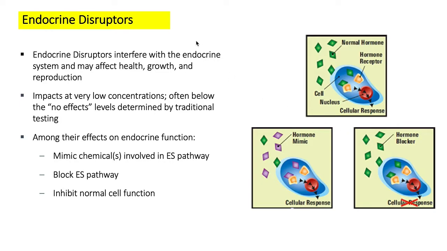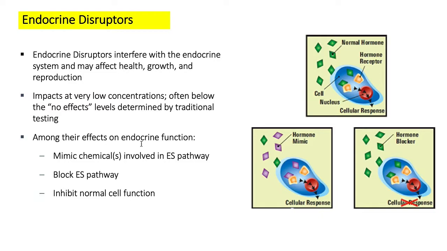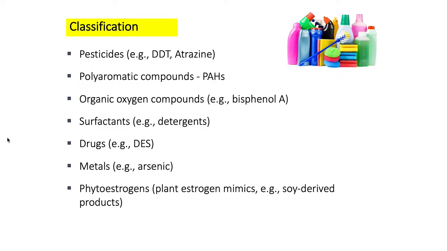You'll see some examples of those. This is just an illustration of what those effects can be. Impacts at very low concentrations, often below the no effects level. Again, that goes back to the point that it doesn't take a lot to have a big effect. Among their effects on endocrine system function, they can mimic endocrine hormones, they can block endocrine system pathways, or they can inhibit normal cell function. Those are just some illustrations. I have a link for a paper for you that you should read, a very short one, on Canvas.